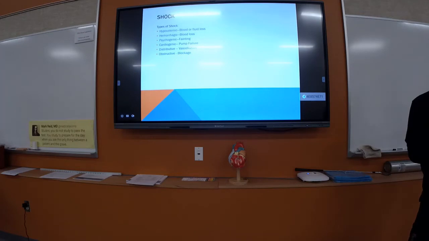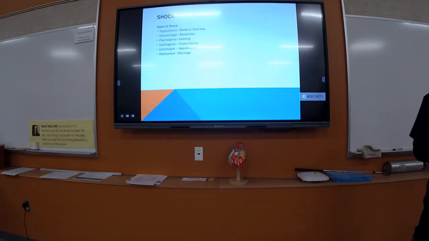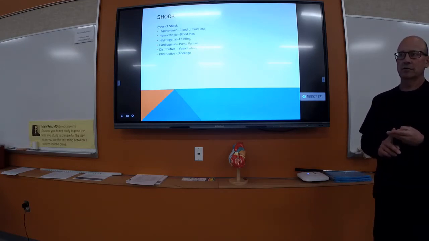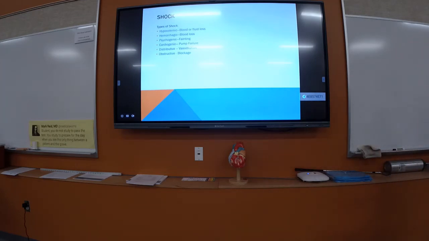Did I forget one? So we have anaphylaxis, anaphylactic shock, neurogenic, and then sepsis, on the distributive shock. We have all these kinins that are pushed out into the vessels during these distributive shocks that cause the vasodilation.